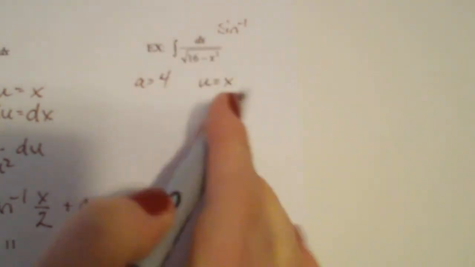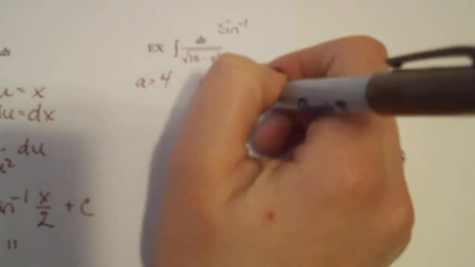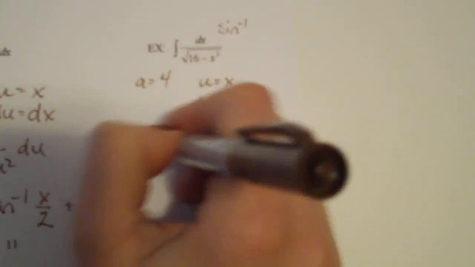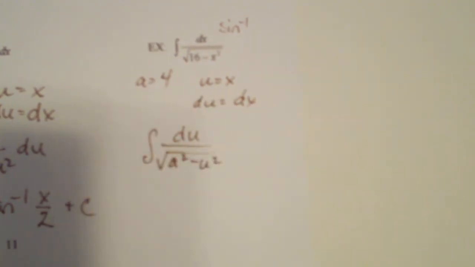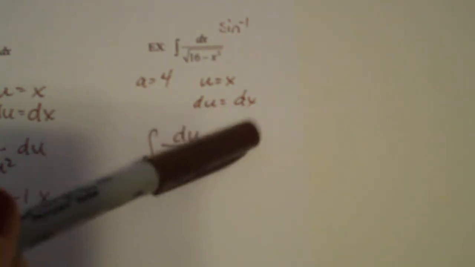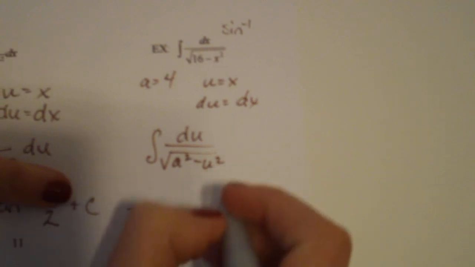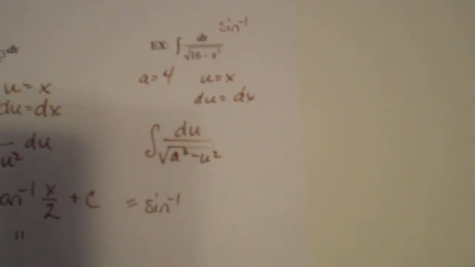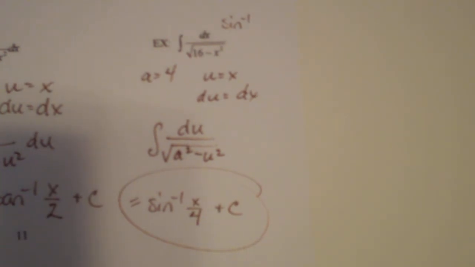Let u equal x, that's the variable that's squared. And then du will be dx. When I rewrite this whole thing, I've got du over the square root of a squared minus u squared. Now, whether or not that du is sitting on top or on the side, it doesn't matter. It's the same thing. So now, following my inverse sine formula, my answer is inverse sine u over a, x over 4 plus c. There you go. Final answer. What do you think?